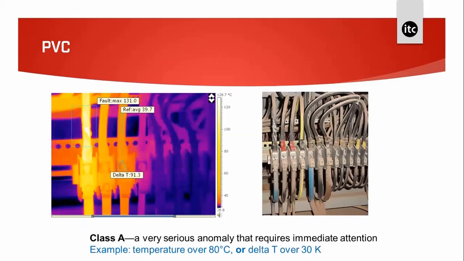This one here, if we've got PVC cable and the sleeving is burned off the cable, what we can see is that the gas has ignited and damaged the insulation in the middle of the cable. So the delta T in this image is 91.3, which pushes this into a class A situation straight away.